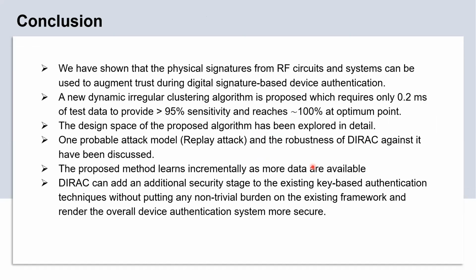Okay, so now let's finish our talk with a brief summary of what we have done. We have shown that physical signatures from RF circuits and systems can be used to augment trust during digital signature-based device authentication. A new dynamic irregular clustering algorithm is proposed, which requires only 0.2 millisecond of test data, which is like one frame, to provide more than 95% sensitivity and reaches around 100% accuracy or sensitivity at the optimum point.